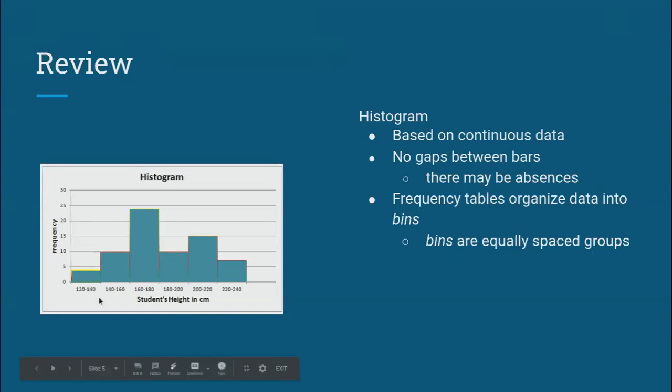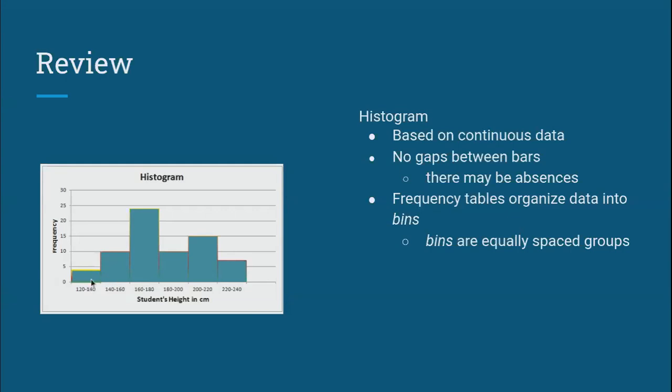So here, this first bin goes from 120 to 140, but you see the next bin or group goes from 140 to 160. So the data is continuous. Therefore, there are no spaces in between the bars. Okay? And remember, when you are speaking of the data, the high end gets counted in the next group.